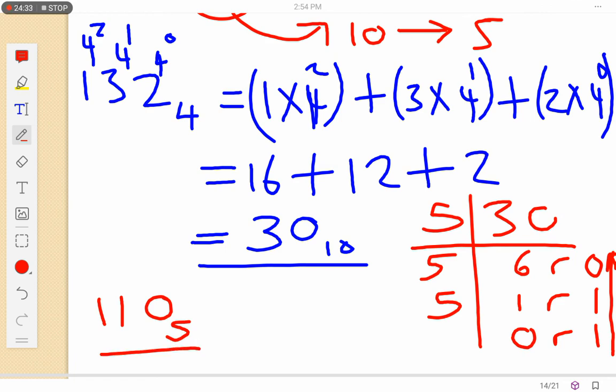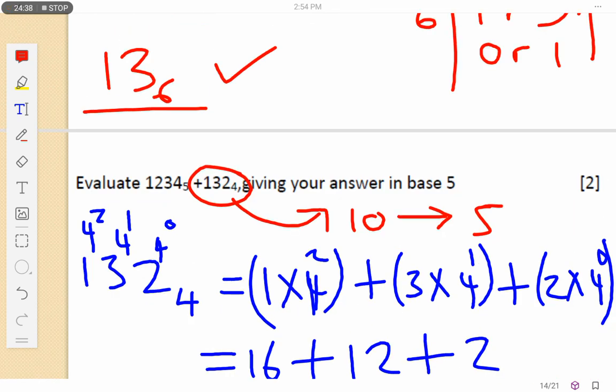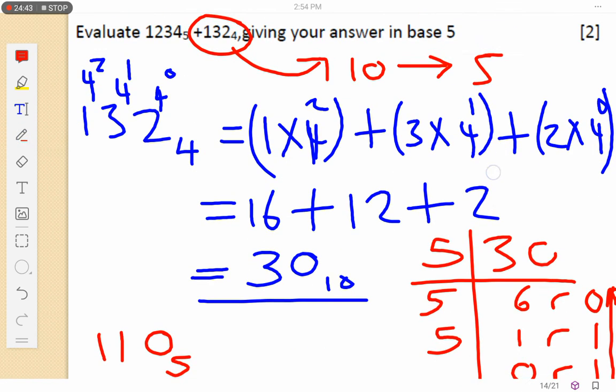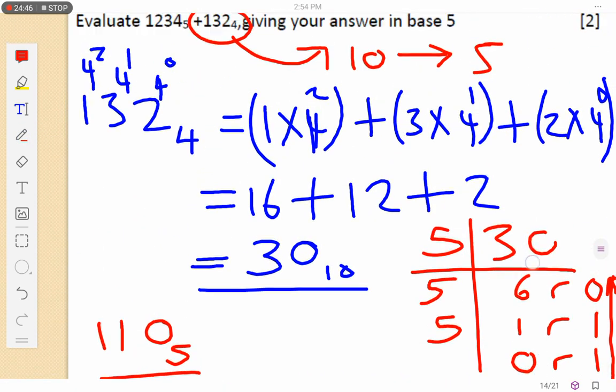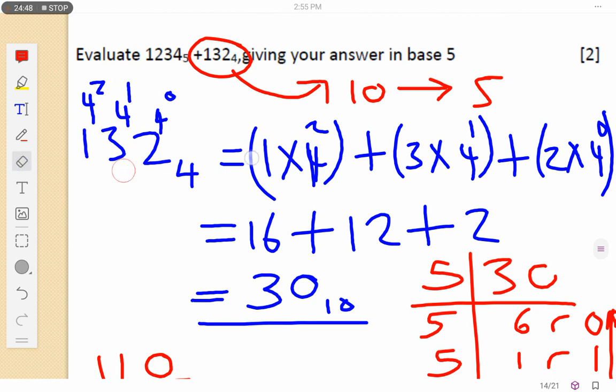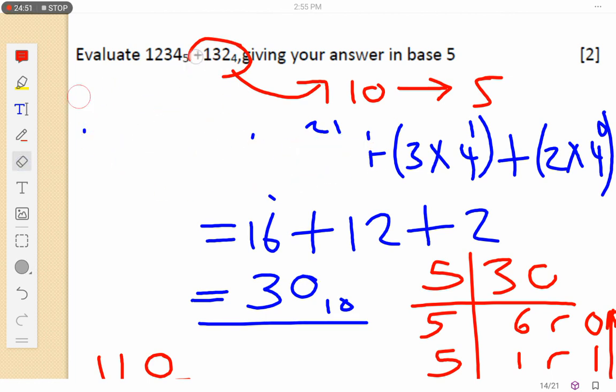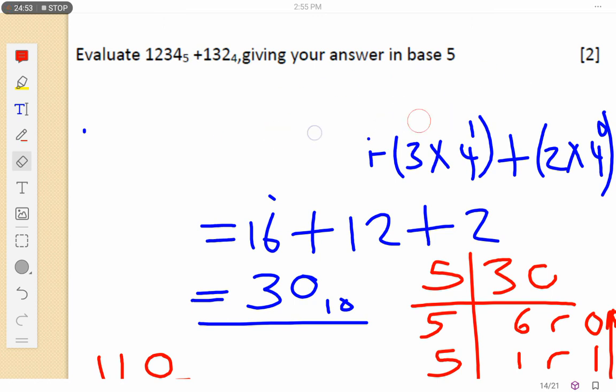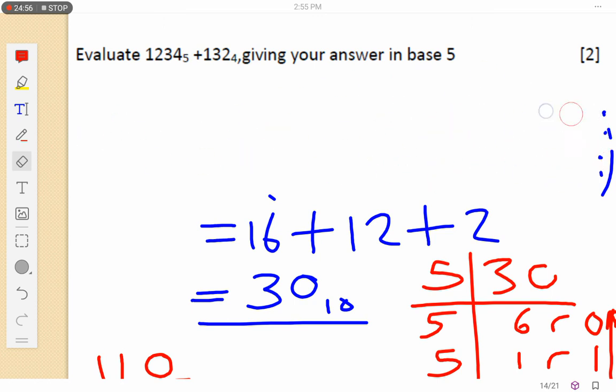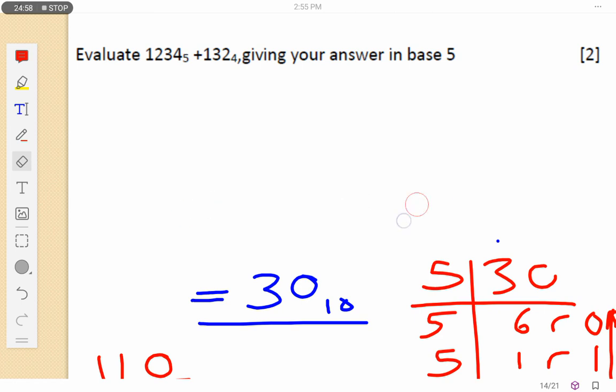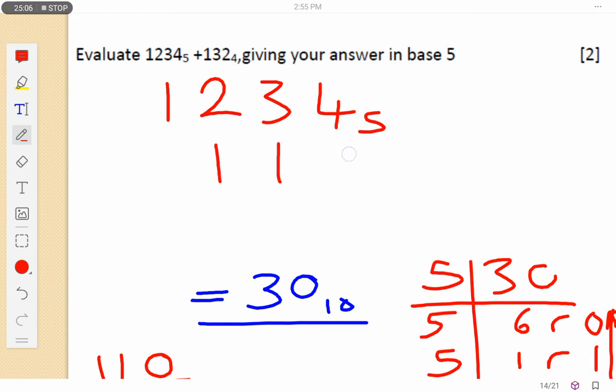Now we can add 110 to 1, 2, 3, 4. Let me rub off this and do it. So that was a long process. We go via base 10, then base 5. So we are adding 1, 2, 3, 4 base 5 and 1, 1, 0 base 5. I'm writing deliberately like this.